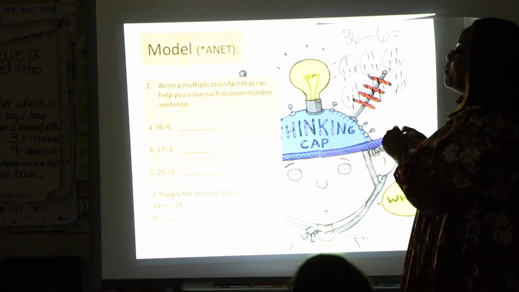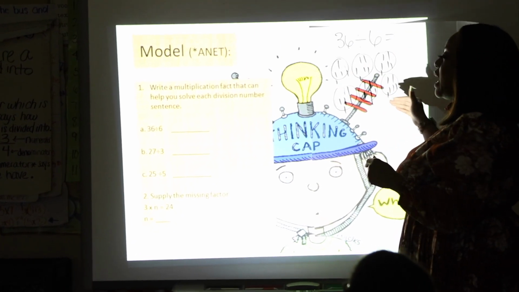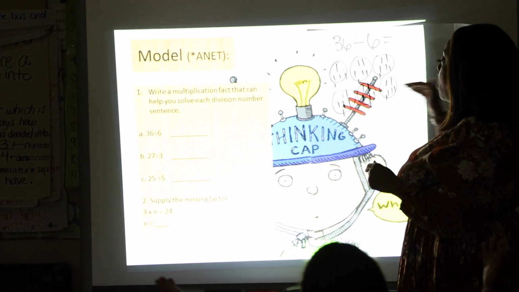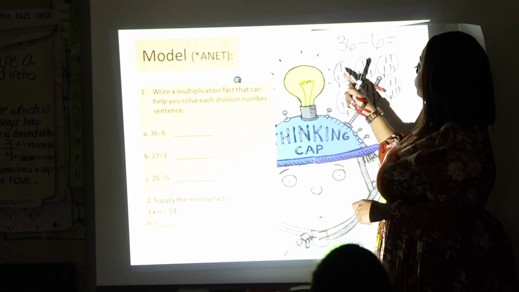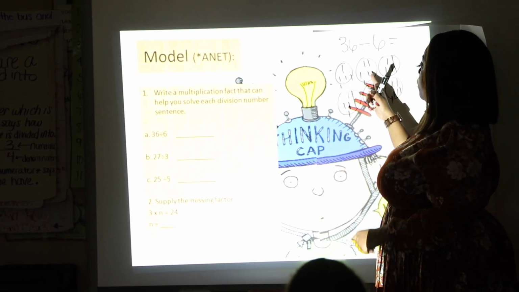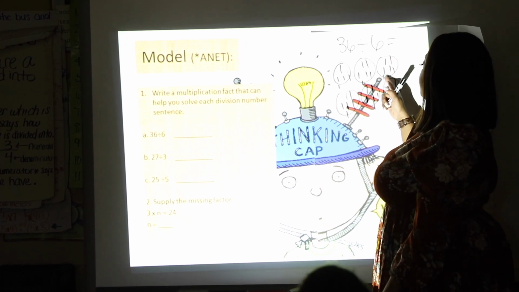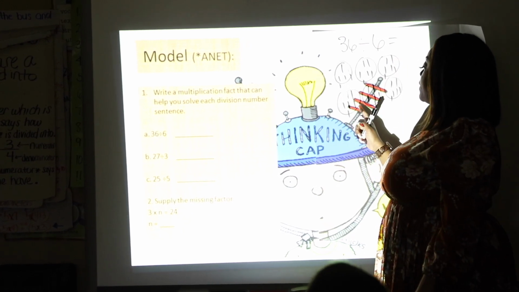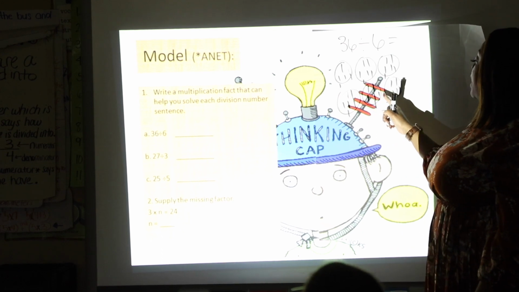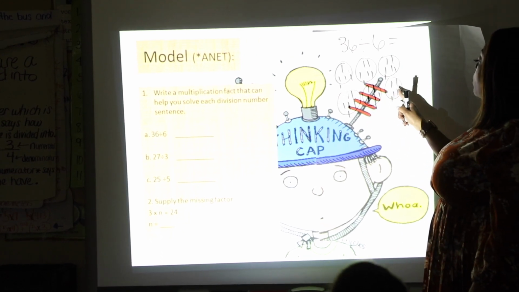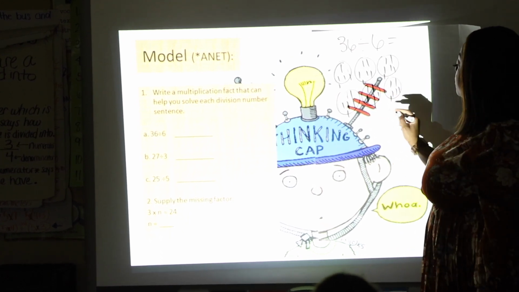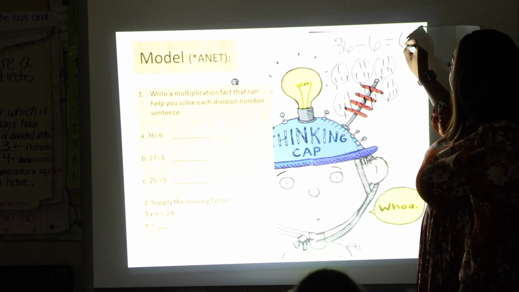Miss Pace is going to count each array because I want to make sure that the groups are equal. 1, 2, 3, 4, 5, 6. Each row the same, 1, 2, 3, 4, 5, 6. So all of them have 6 in common.